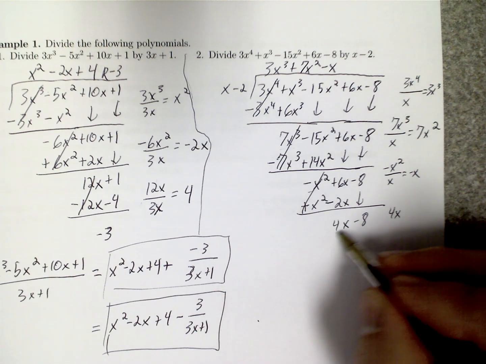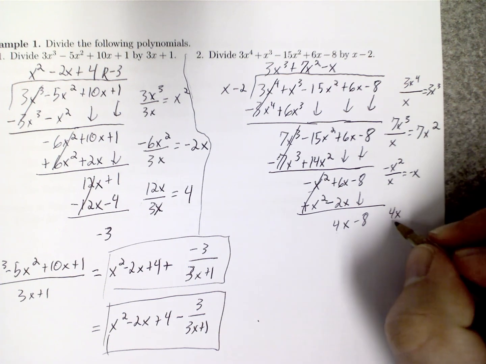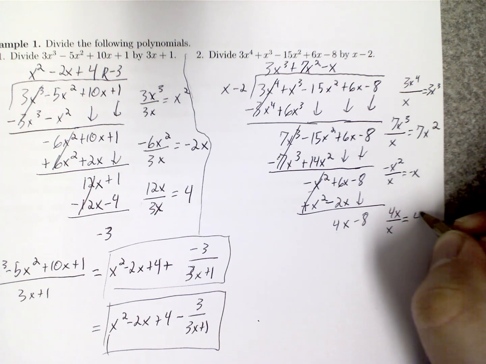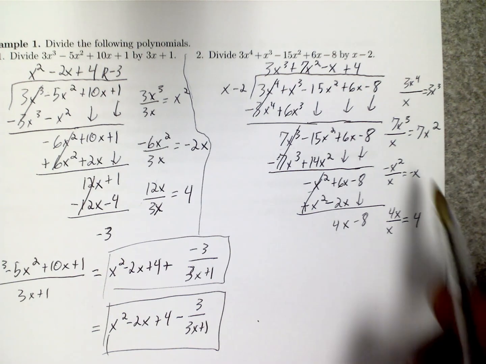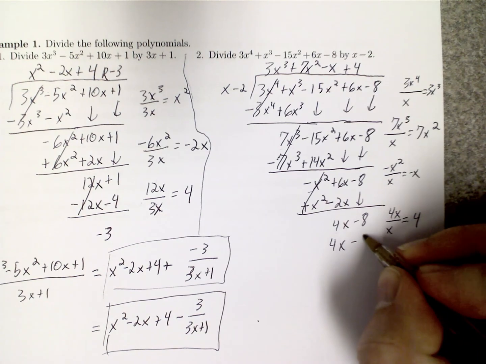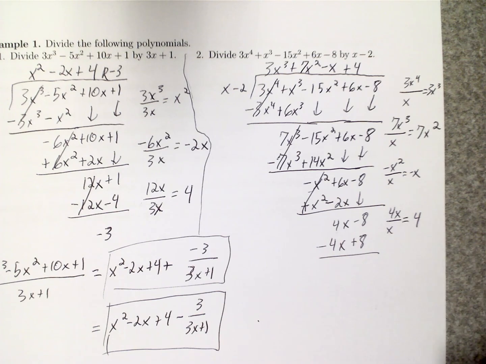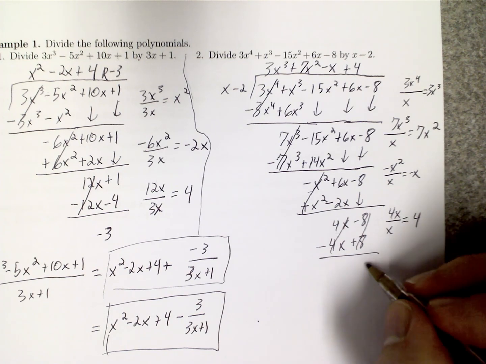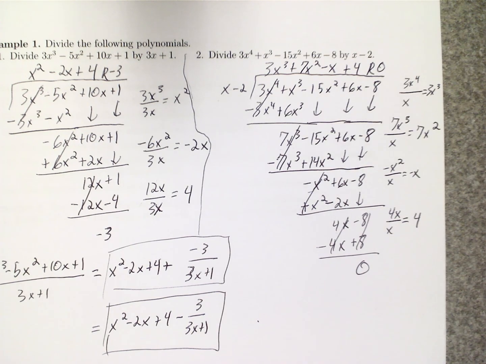Again, we continue until the degree of what we have left over is less than that of the divisor, which means we go until we just have a constant in this particular case. So 4x divided by x equals 4. So leading term divided by leading term, and this is the part we can put here. And we continue by multiplying. 4 times x, 4 times negative 2 is negative 8. And then we go through and we subtract by changing the signs of both of those terms. And in this case, both of them cancel out. And what do we have? We have a remainder of 0.